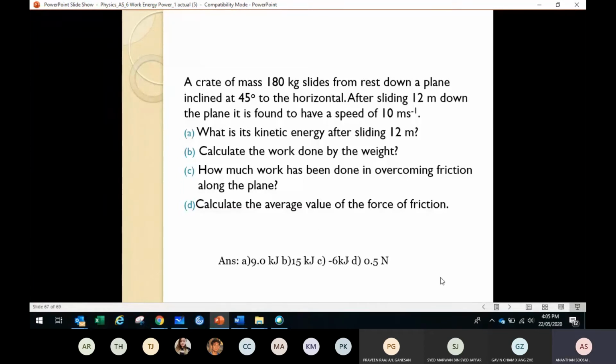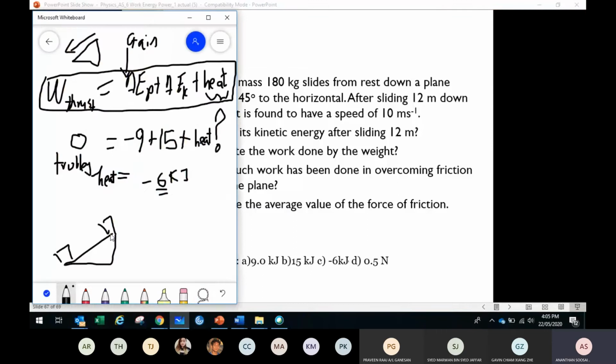Calculate the average value of the force of friction. So how much friction acts on the system? Friction is acting up here in this case. We know heat is frictional force multiplied by the distance traveled, and that is 6 kilojoule. We just put positive, just the magnitude only.